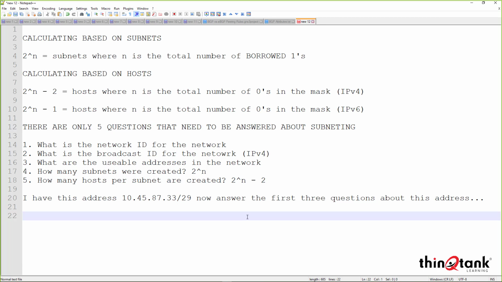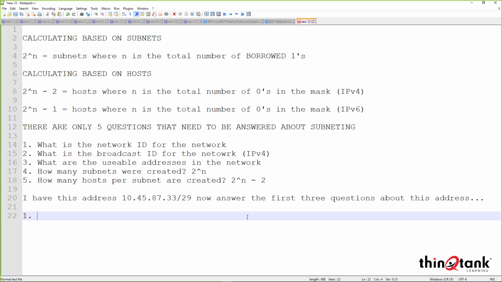Right? I already know that the network ID is 32, and I already know the broadcast ID is 39, and the host range is 33 through 38. I did the calculation in my head. All right? This is not a formula, it's more of a process. And we're going to do a few of these to make sure that you guys feel completely comfortable.